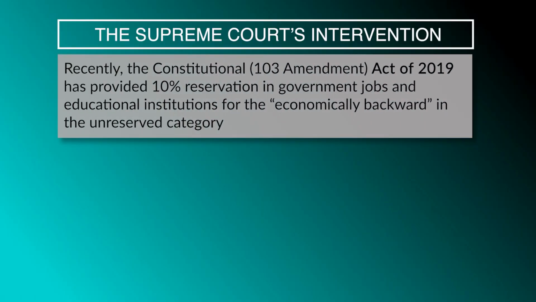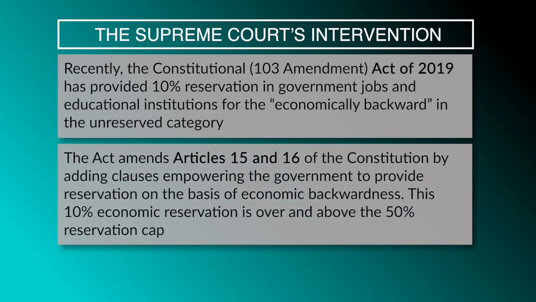Recently, the Constitutional Amendment Act of 2019 has provided 10% reservation in government jobs and educational institutions for the economically backward classes not in the reserved category. The Act amends Articles 15 and 16 of the Constitution by adding clauses empowering the government to provide reservation on the basis of economic backwardness.